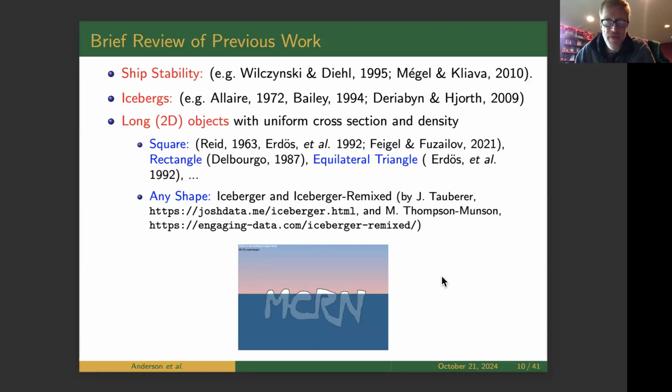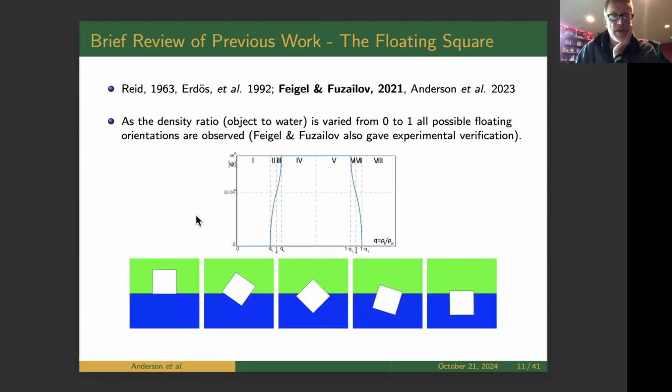One of the things our students found right away was this thing called the Iceberger, or Iceberger Remixed. There are a couple of different web links, and you can go in there and draw your own iceberg. So here's the Colloquium logo floating as an iceberg. That's fun to play with and get some intuition about how things float. I mentioned the square, so people have looked at that since maybe the earliest, 1963. We've done some work on that, which I'll describe a little bit more later.